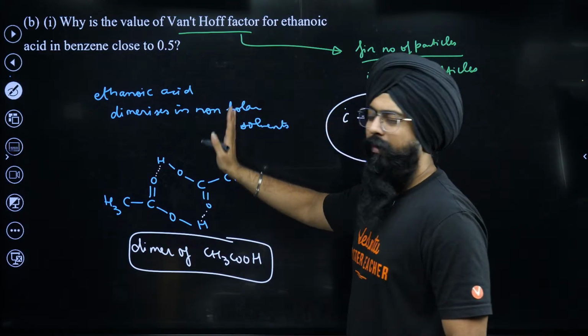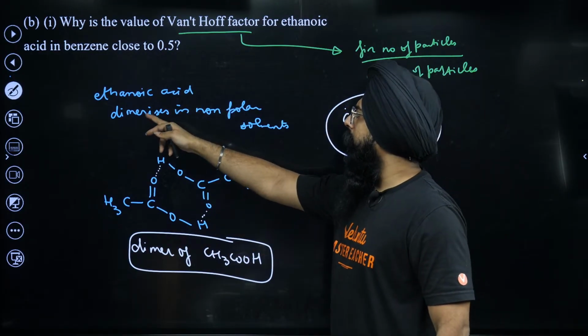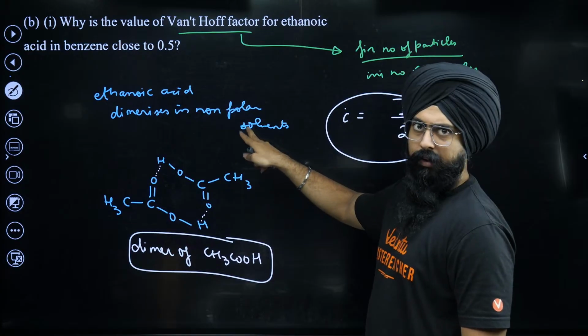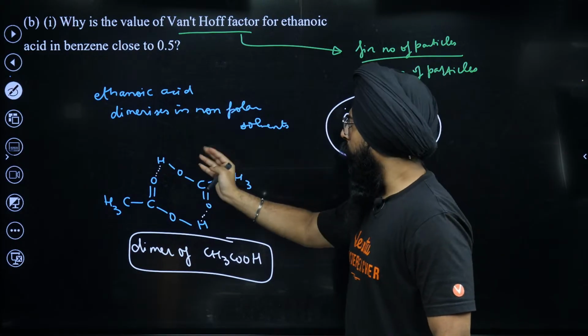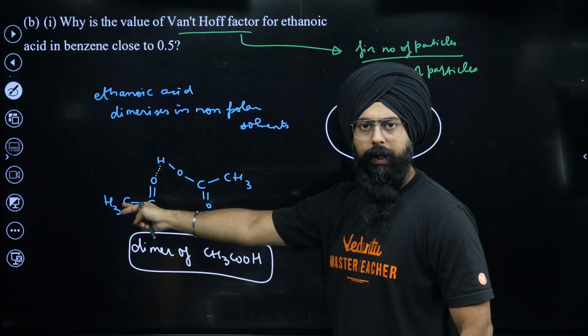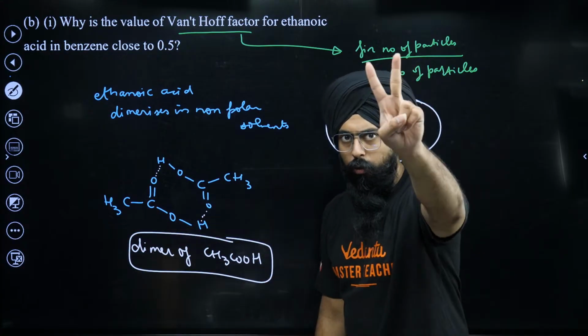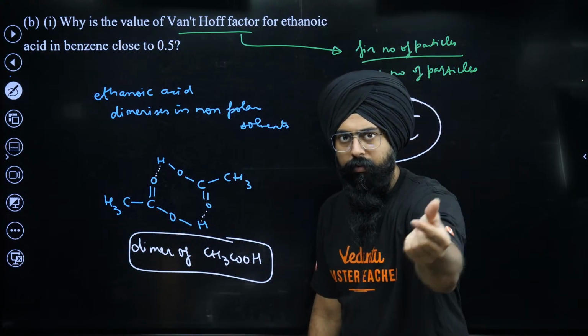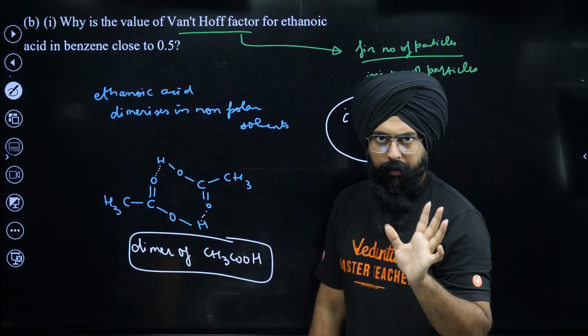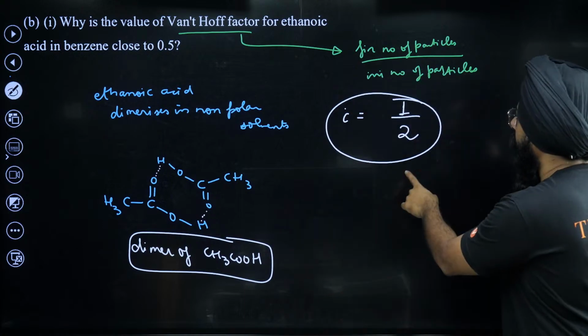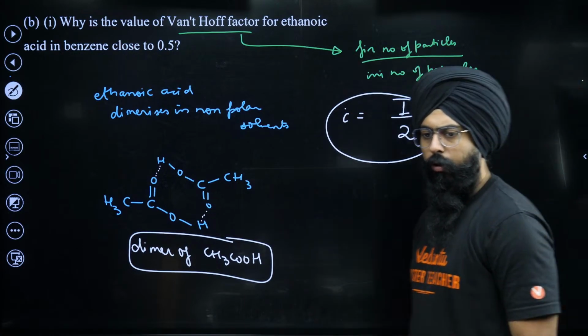So the reason that we will give over here is that ethanoic acid dimerizes in non-polar solvents. Benzene is a non-polar solvent. So this is what ethanoic acid looks like finally. Since two particles of ethanoic acid form one particle inside benzene, Van't Hoff factor will be equal to 1/2.